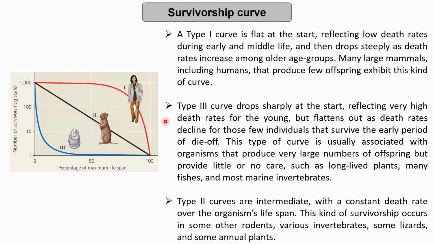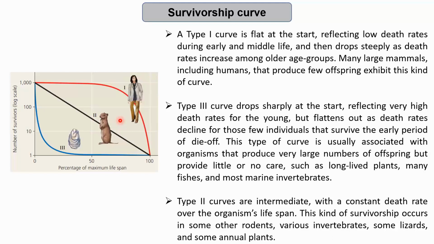Beyond this, they actually tell a lot about the population that follows these survivorship curves. For example, the type 1 curve is usually followed by individuals that produce very few offsprings. So they have to take care of these offsprings in order to maintain their generations, in order to maintain their species. Therefore, the chances of survival of these organisms in the early stage are high. Most of the organisms in the early stage survive, while at older ages, the number of individuals decreases.